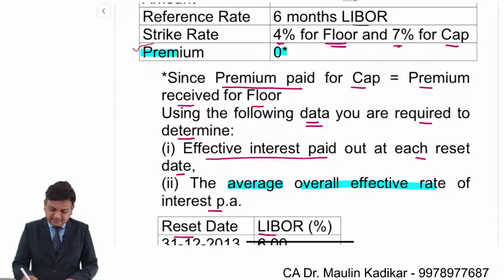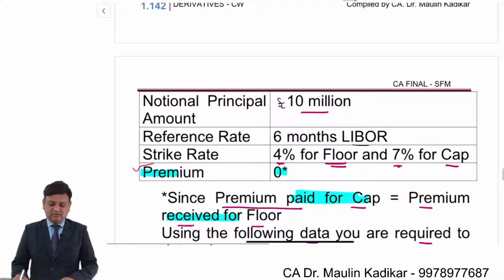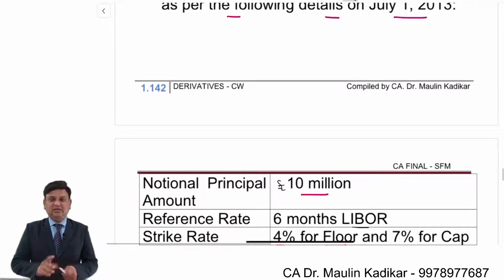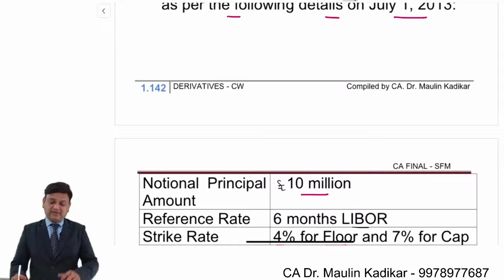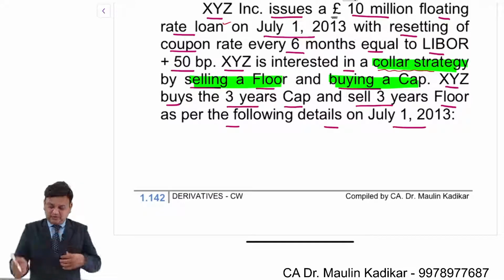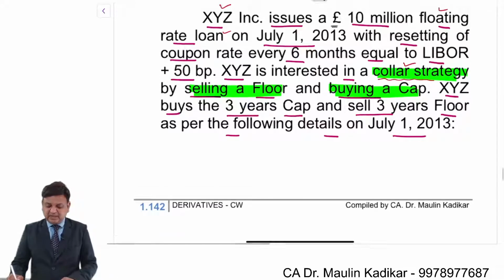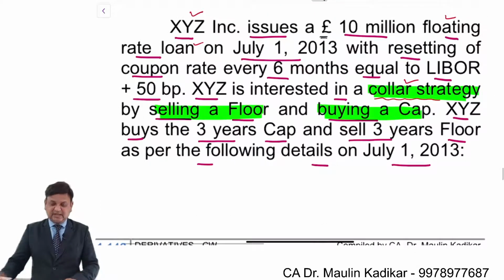Since the premium paid for the cap is equal to the premium received for the floor, this is what you are doing. So basically you have purchased an option, and at the same time you have sold an option. These are the two things that you have done. And when you do a combination of the cap and floor, it is given a technical name, the collar strategy. This is the introduction of the concept which we are going to understand in this example.